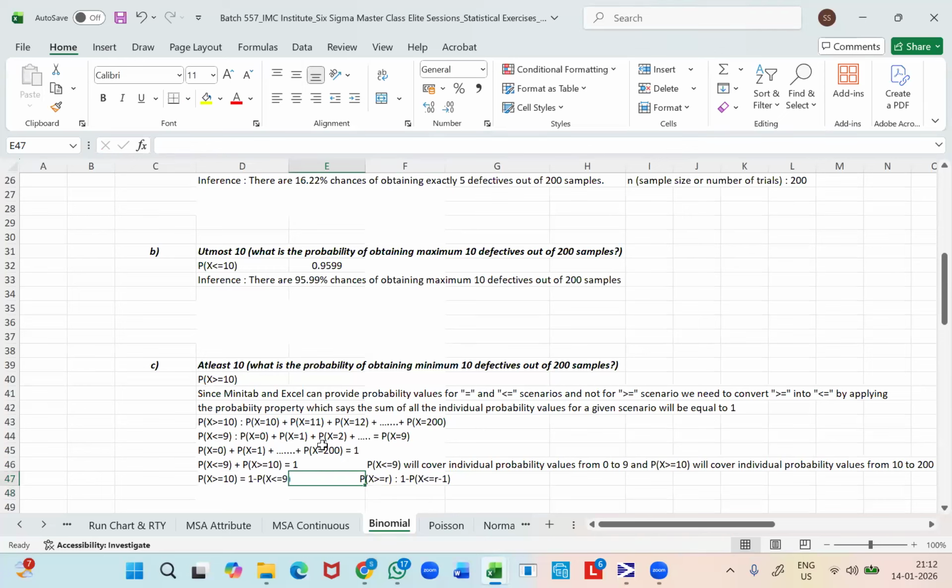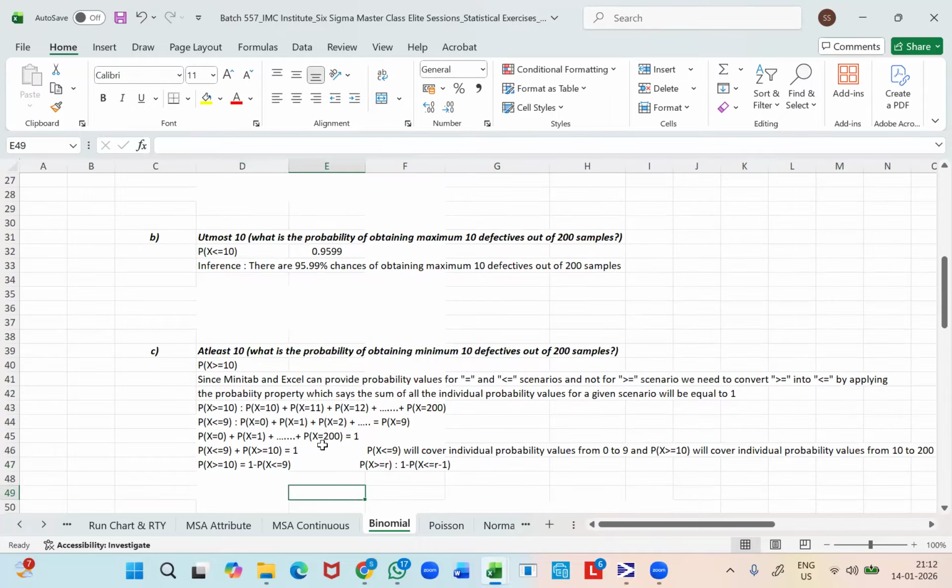So this is the standard conversion that we can consider. So we don't have to really come up with this kind of a calculation, this kind of a conversion, right? So we can have the standard conversion, which is written in terms of R and R minus 1. So we can use that for all these greater than or equal to scenarios for a discrete probability distribution case scenario. So here P of X greater than or equal to 10 will be 1 minus P of X less than or equal to one number less than 10, which is 9, right?